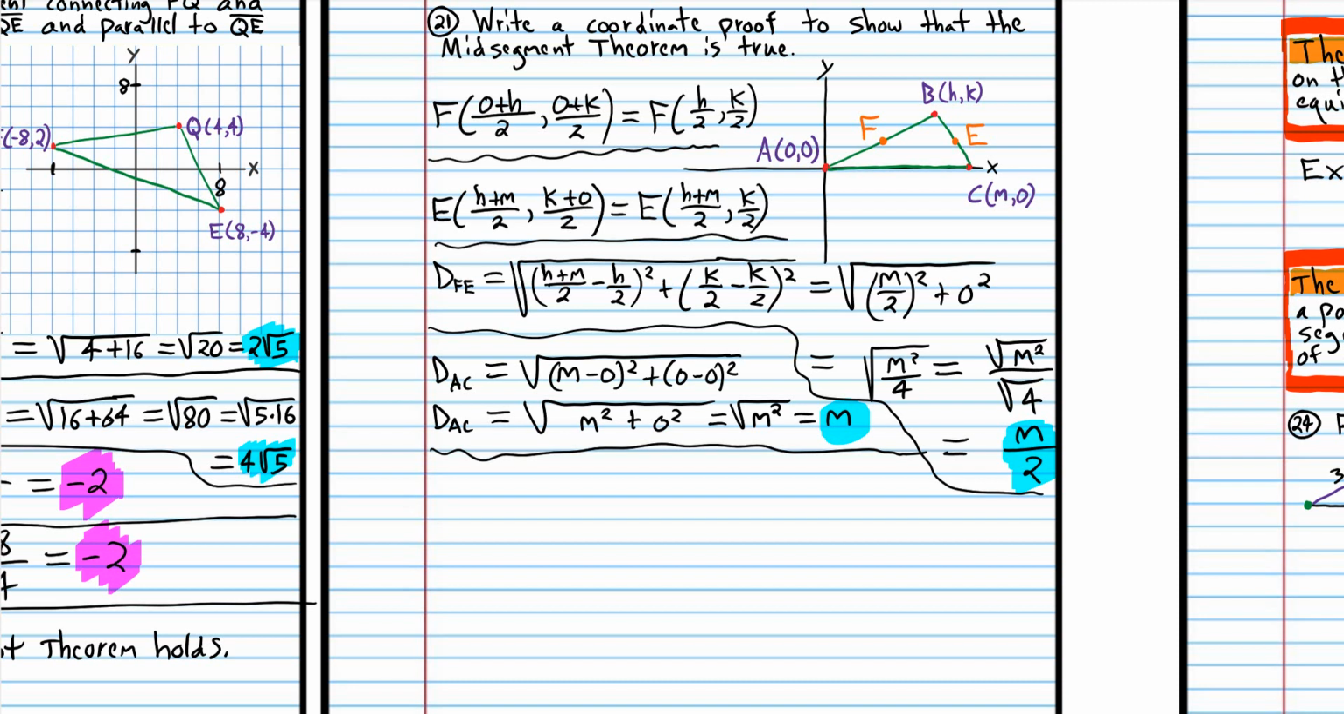Let's see here. Now we're going to show that they're parallel, so we want to find the slope of FE. And I'm going to use F, as always, the first letter is point 1. So we're using these points here. So the y value is k over 2, and we're subtracting the other y value, k over 2. And you can see already that we're going to get 0.